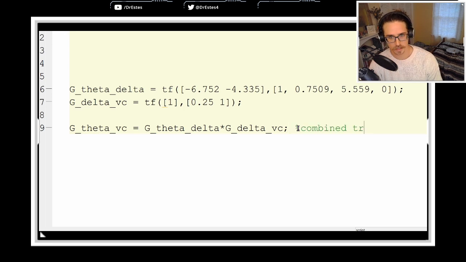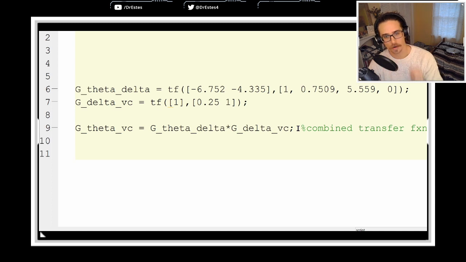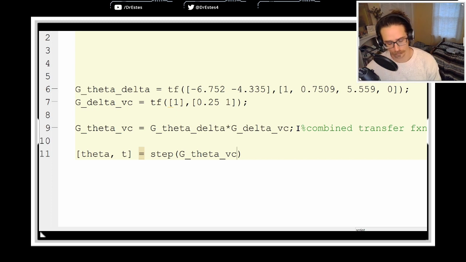So we have this combined transfer function. All right, let's get the step response. We're going to use the step command. The output of the step command, you can do it a couple different ways, but you have the output and then you have time. This is what the step command can return to you. You do step of the transfer function that you want to feed a step input through. So I'm taking a step reference and feeding it through this combined transfer function.